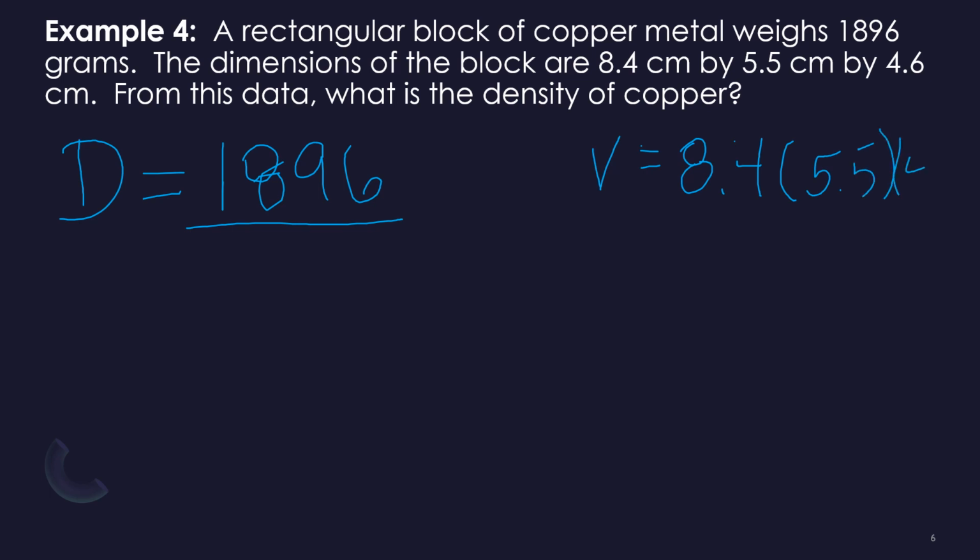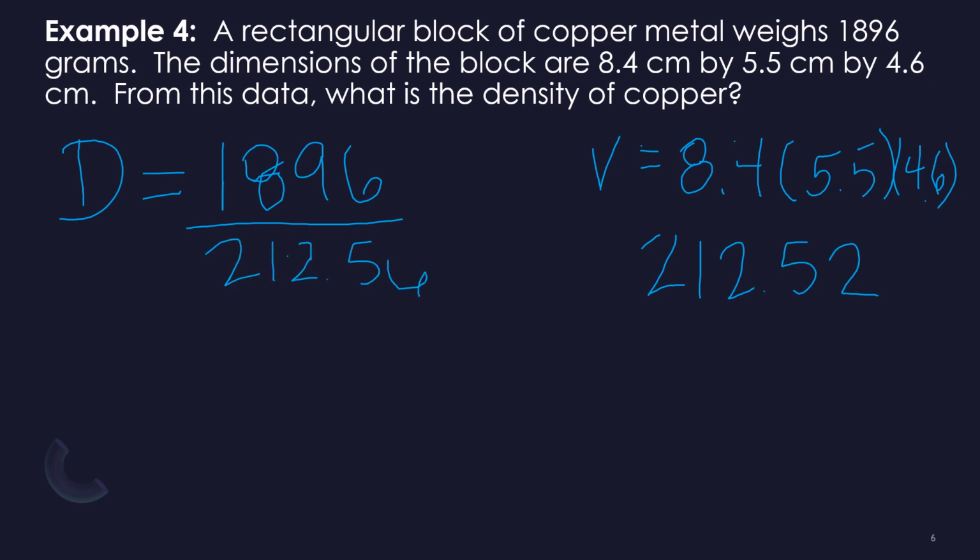So I multiply the three dimensions together. It should give me 212.52, and I'm going to leave it exactly like that. I'm not going to round it to 213 or 212.5. I want to be as exact as possible.